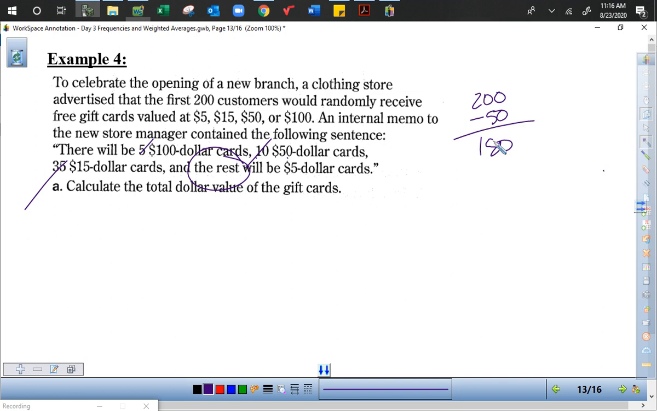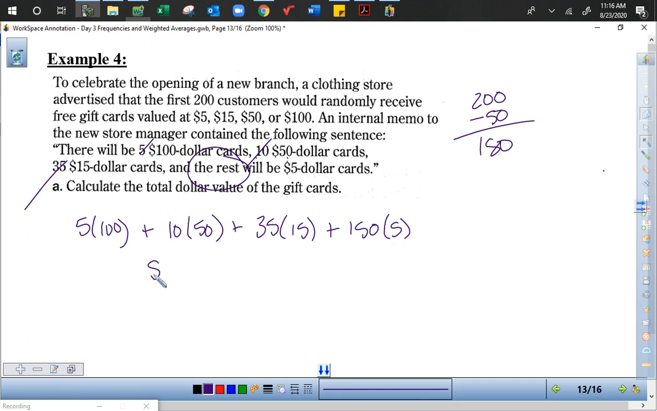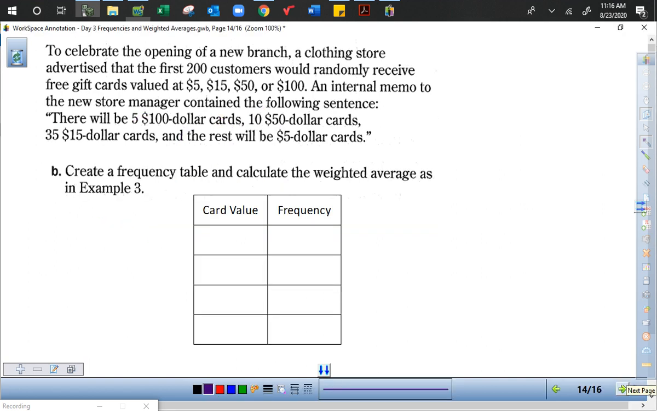Now, what we want to do is calculate the total value of all the gift cards. This is like a weighted sum. So we had 5 100s, that's worth 500, but we can represent it by this product. Then we've got 10 at 50. Then we've got 35 at $15. And the rest we said was 150 at $5. Type that in for me. We've got $2,275 total. Okay.